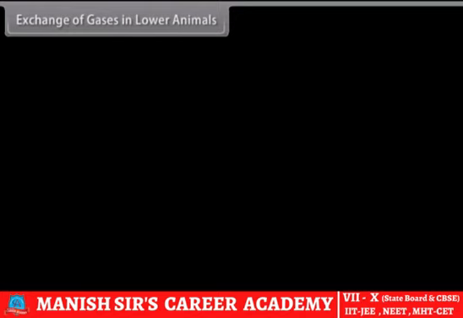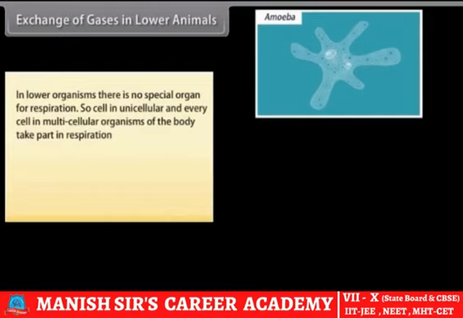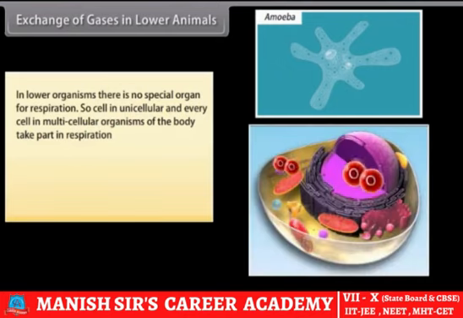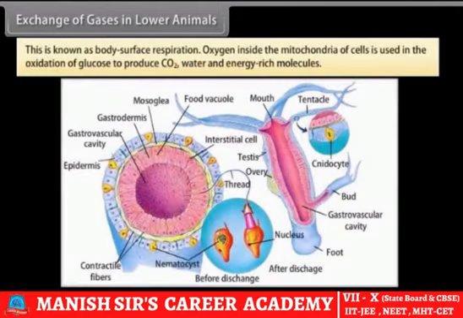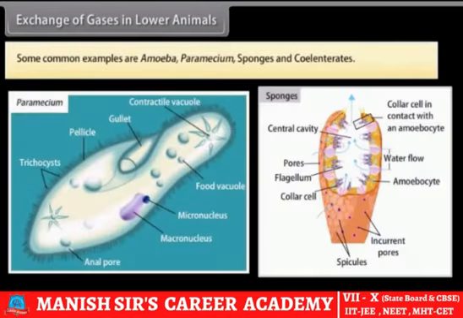Exchange of gases in lower animals. In lower organisms, there is no special organ for respiration. So, the cell in unicellular organisms and every cell in multicellular organisms of the body take part in respiration. Every cell is in direct contact with water. Therefore, there is direct exchange of oxygen of surrounding water and carbon dioxide of body cells. This is known as body surface respiration. Oxygen inside the mitochondria of cells is used in the oxidation of glucose to produce CO2, water, and energy-rich molecules. Some common examples are amoeba, paramecium, sponges, and coelenterates.